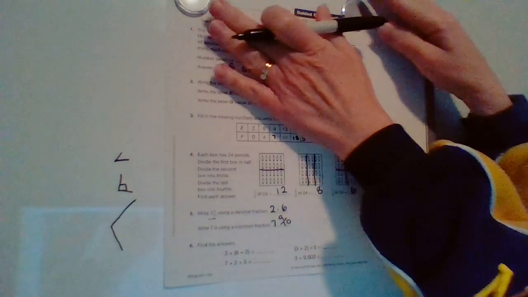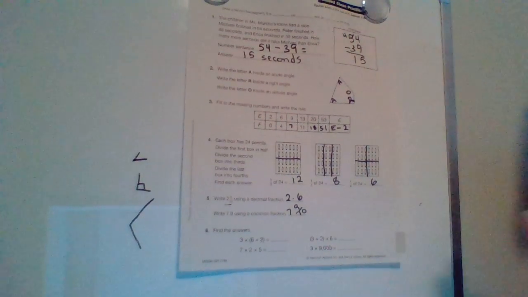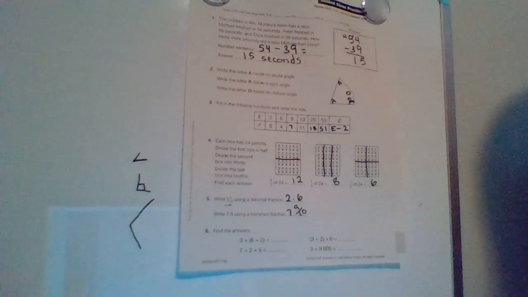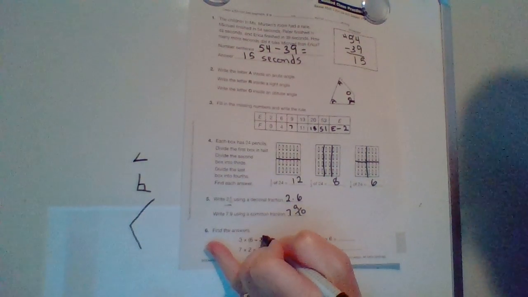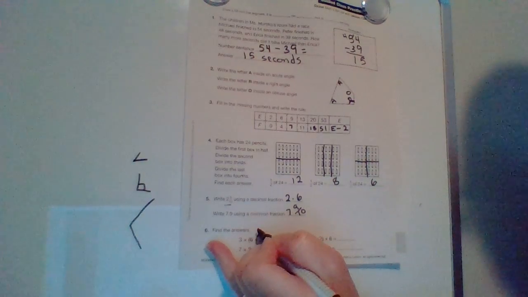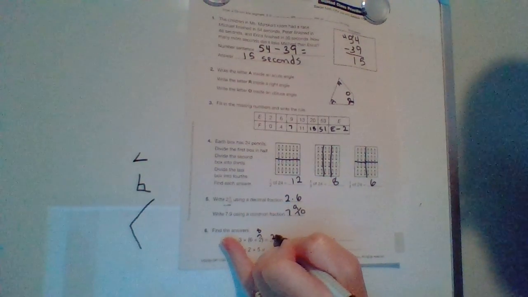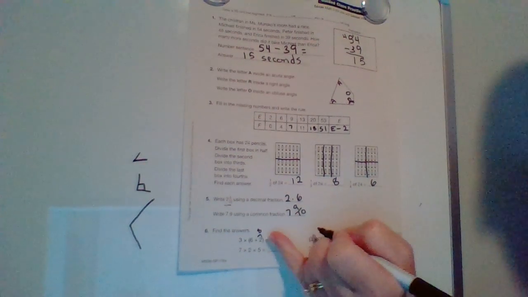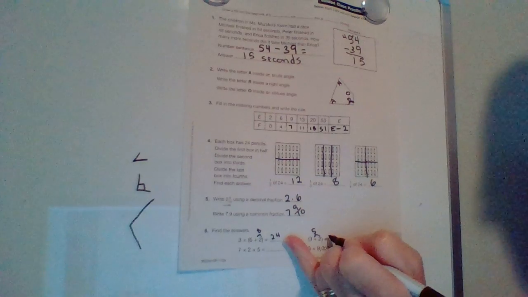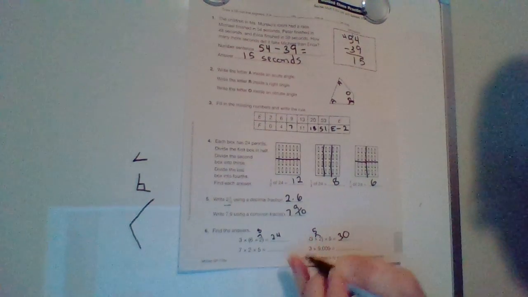All right, find the answers. Now remember the parentheses. They tell us where to start, right? So here we have 6 plus 2 is 8. 6 plus 2 is 8. 8 times 3 is 24. Let's do the next one over here. 3 plus 2 is 5 times 6 is 30.